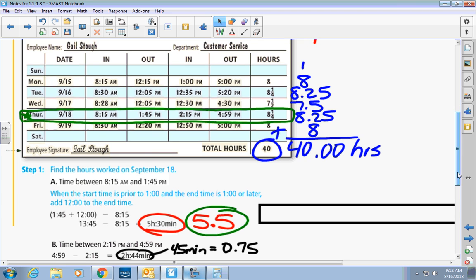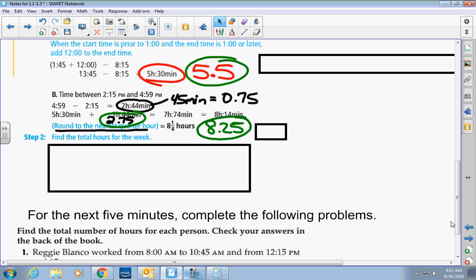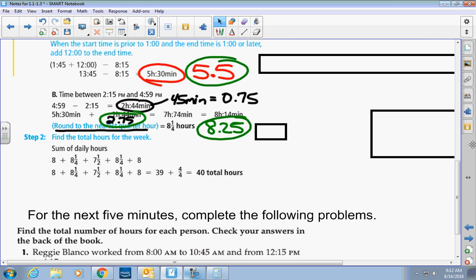So I agree with the employer that we worked 40 total hours. They added the fractions together, and yeah, I'm not going to do that. Anytime I can make it a decimal, I'm going to make it a decimal.